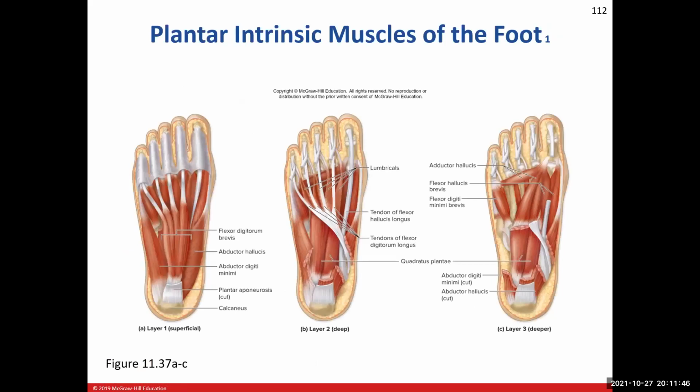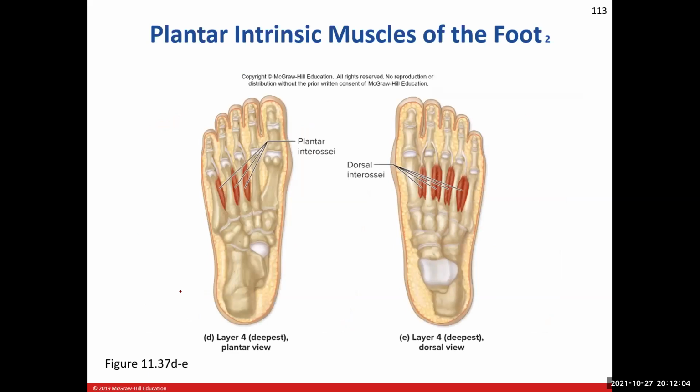But you can see here with layer 1, you'll have flexor digitorum brevis. We also have our abductor digiti minimi. Right, but we can see our plantar aponeurosis we've cut away. That's the structure that gives us our plantar fasciitis. All right, and then we get to the real deep muscles. We saw interossei muscles before in the hands. These are the muscles that are going to help with abduction and adduction of your toes there.